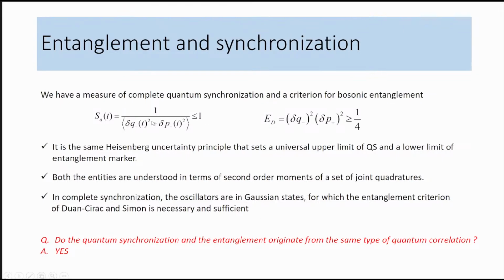So now, if two oscillators violate the ED inequality and satisfy the synchronization criteria, we can say that they are both entangled and synchronized. Now, we can easily see that they originate from the same uncertainty principle, and that is why there are similar types of EPR correlations. So that is why we say that they originate from the same type of quantum correlations.